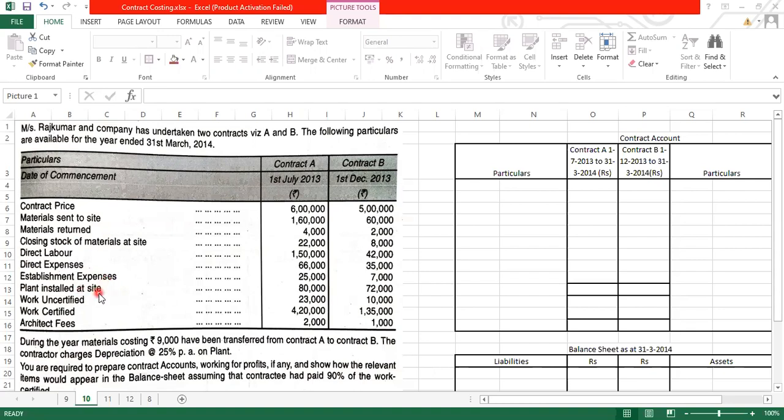Plant installed at site. So we have two ways to record this. Either we write the plant installed at site and the closing balance of the plant, or we can write just the depreciation on it. So either write both opening and closing balances, or else we can just charge the depreciation. Work uncertified and work certified, both will be recorded under the head WIP and in the contract account credit side. And they have given us the architect fees. Architect fees is an expense, and it will be recorded in the contract account debit side.